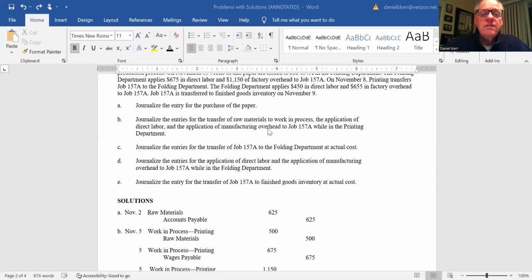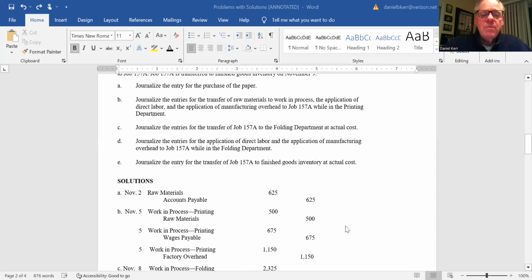And then you've got the transfer of raw materials inventory to work in process, the application of direct labor, and the application of manufacturing overhead. Now, I did it as 3 separate entries here. So here's the raw materials that were used, here was the wages payable, here was the factory overhead. You could have combined these all into one entry, adding up all the debits and then showing the credits separately. Whether you did the 3 individual entries or one combined entry, that was fine. The most common mistake here: it's not wages expense, it's wages payable. So the credit should have been to wages payable here.